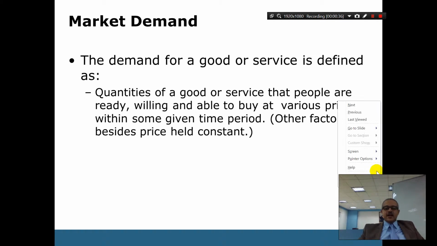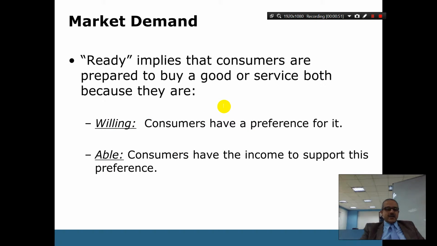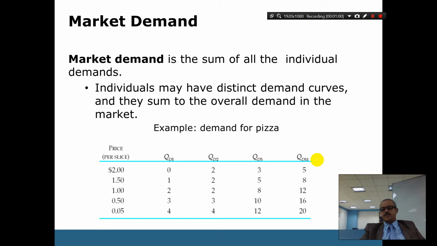Demand talks about consumers, those people who buy. And we're talking about the definition. It requires ready, able, and willing. Willing and able, that's what we mean. They have preference, which is they prefer this product, and they have the money to buy it. If you don't have money, you're not demand.